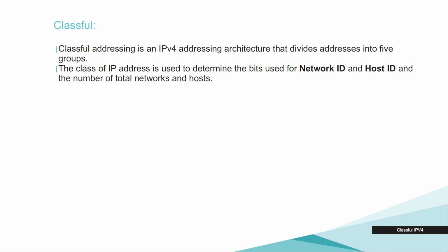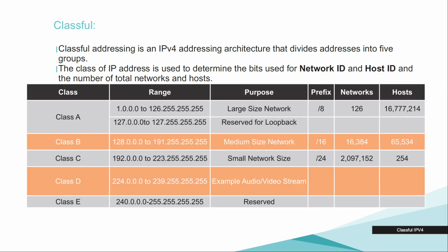So classful addressing is an IP version 4 addressing architecture that divides addresses into 5 groups. Each class of the IP address is used to determine the bits used for network ID and host ID and the number of total networks and hosts. Let's take a look at our table here in order to understand more about classful. So as we can see, classful divides the IP address into 5 groups. We have class A, class B, class C, class D, and class E. Each class has a range.